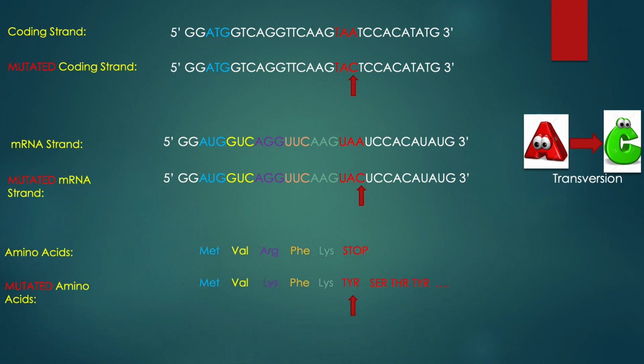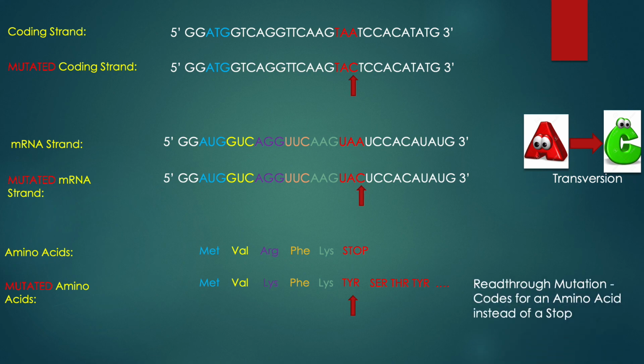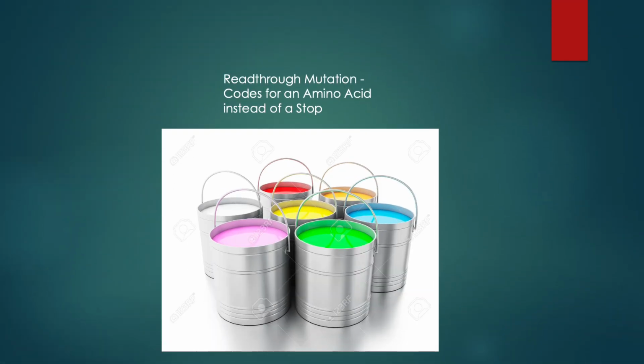Here we can see that where translation was supposed to end, the mutated codon coded for an amino acid, and translation continued to occur, resulting in a longer than normal protein. This is a read-through mutation. After painting was completed, many buckets of paint were still left over.